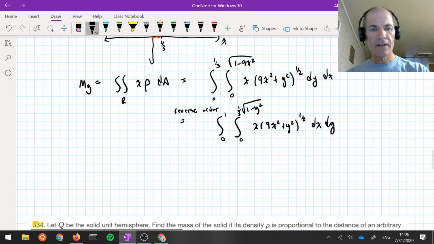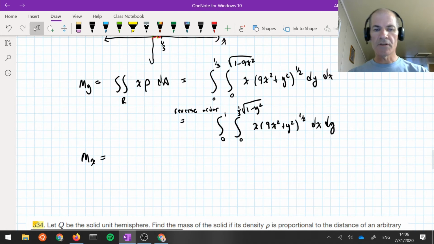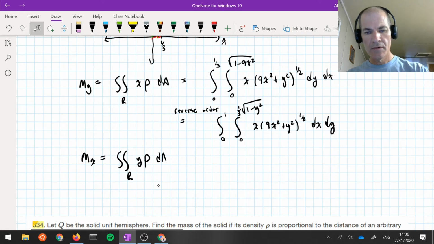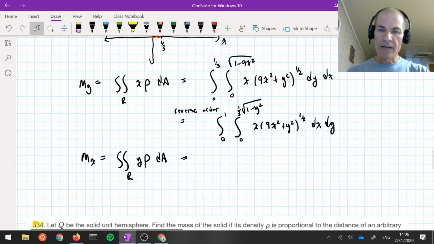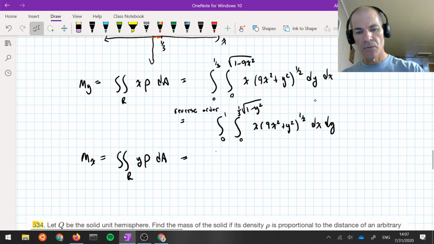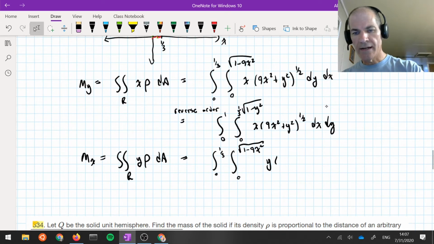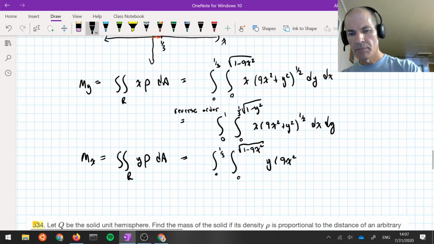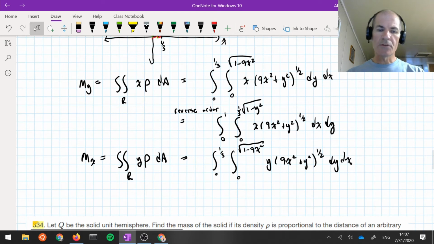All right, let's look at mx. I'm writing out these integrals because honestly setting them up is 90% of the battle. Now you might imagine that for the moment about the x-axis, where we have a factor of y in the integrand, we probably should stick with dy first. So we're going to go 0 to 1/3, 0 to the square root of 1 minus 9x squared, and y, square root of 9x squared plus y squared, dy dx. So that would be the strategic integral for the moment about the x-axis.